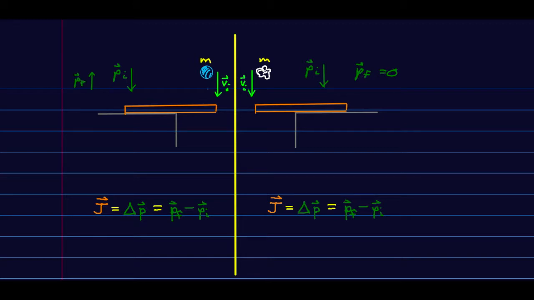And so it'll have an upward momentum, pf. And now we can calculate, or draw at least, the impulses on the ball and the wad. The impulse on the wad, well, look, pf is 0, and so it's just negative pi. Or in other words, flip pi around.